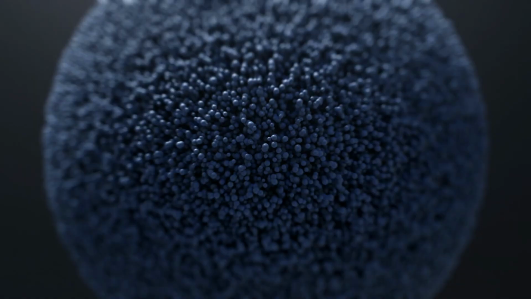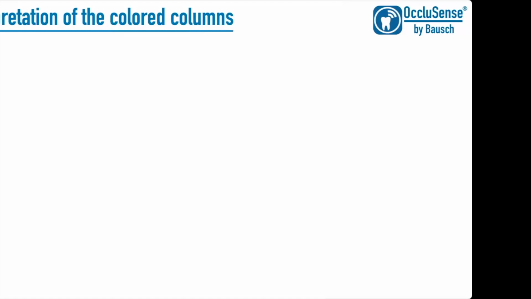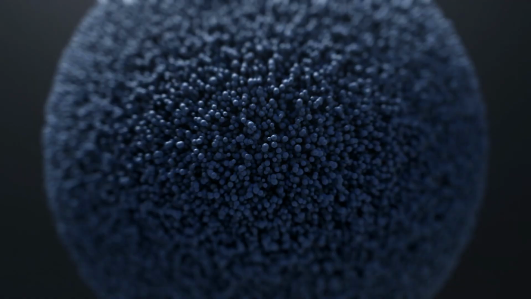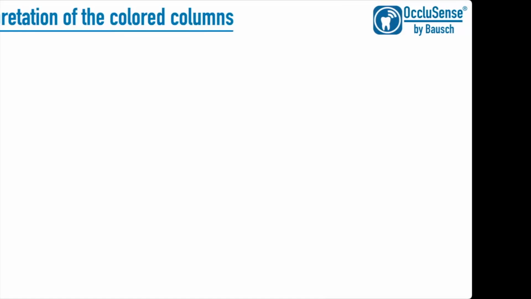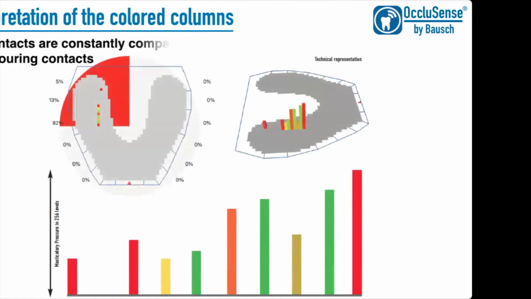In general, it's very important to know that these colors are only a representation of what the contact surface to the ground, as you remember in the bridge example, is. So this is not a reason to be alerted. Red could be something very normal that you want to see within this area. It could also be a reason for you to adjust the occlusion. So it's dependent on your clinical interpretation of the data. And we should also always remember that the contacts are constantly being compared to one another.